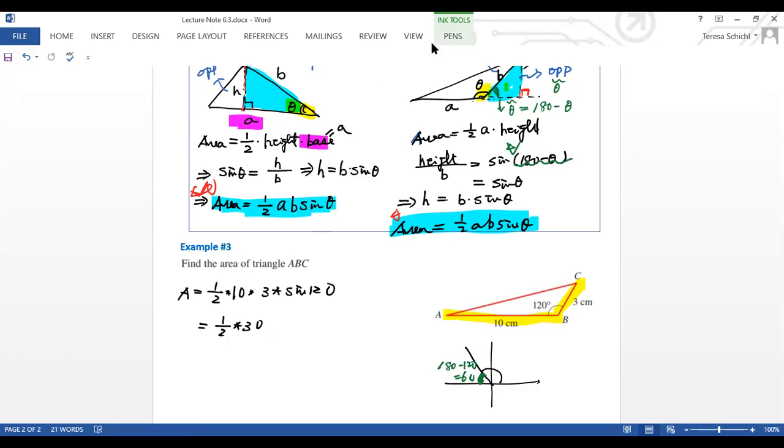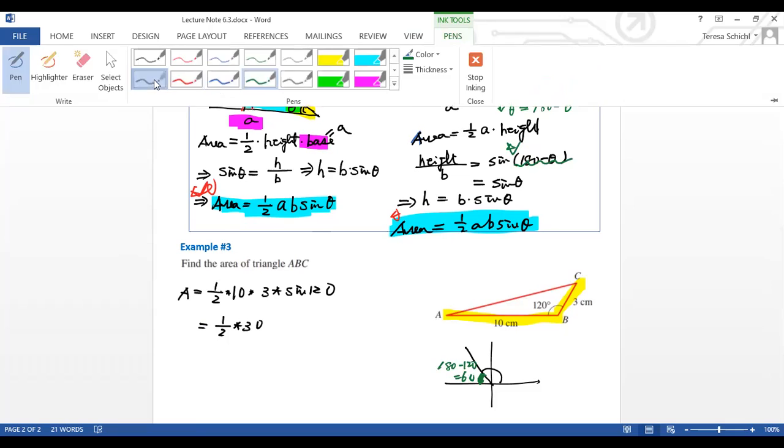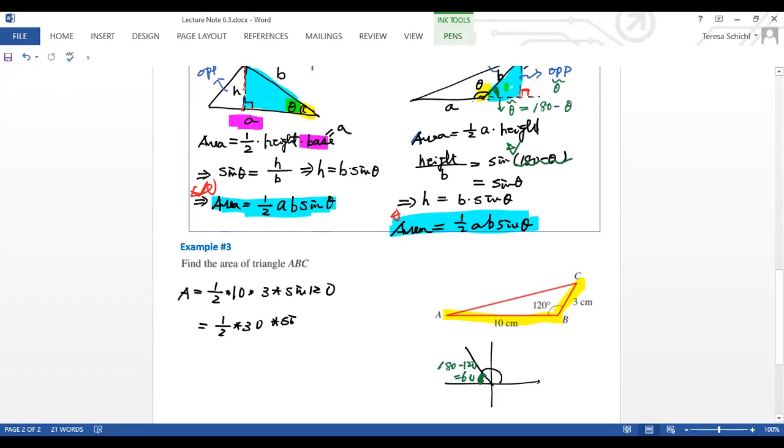So I have this equal to 1/2 times 10 times 3 times sine 60. 1/2 times 30, so it's 15. It's a special triangle. What is sine 60? Square root of 3 over 2, right? So my answer is 15/2 square root of 3. And this is in centimeters squared because it's an area.